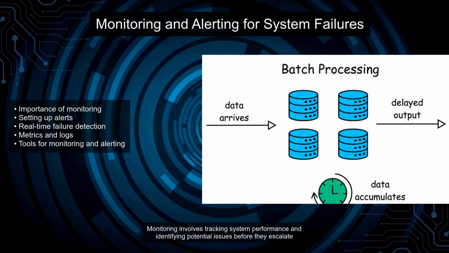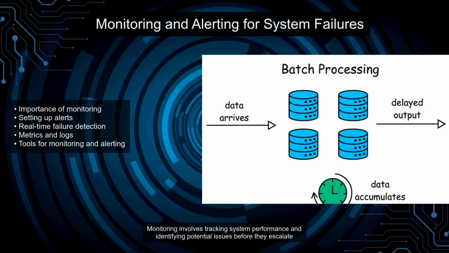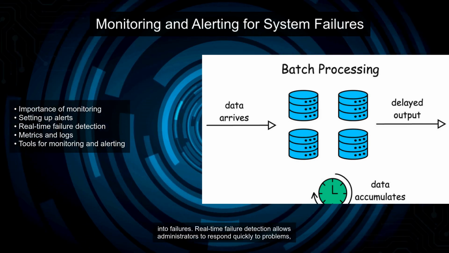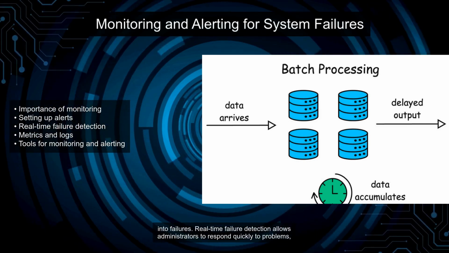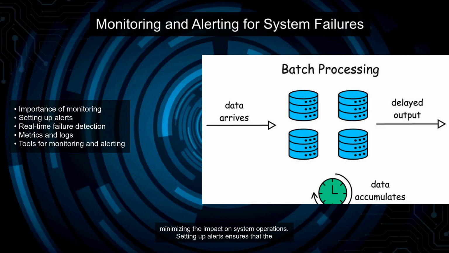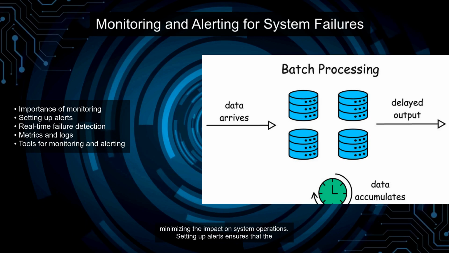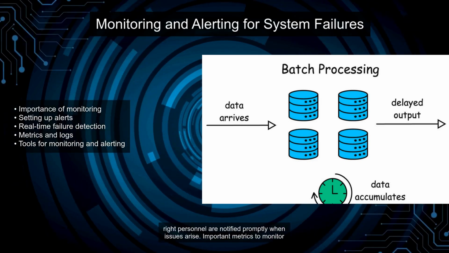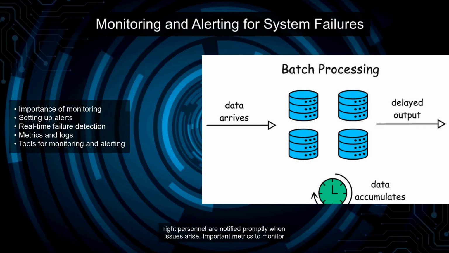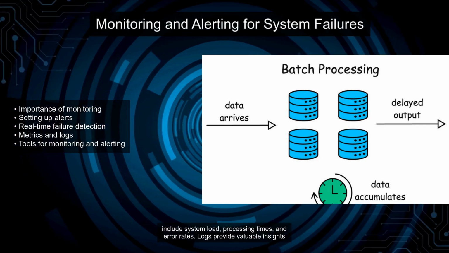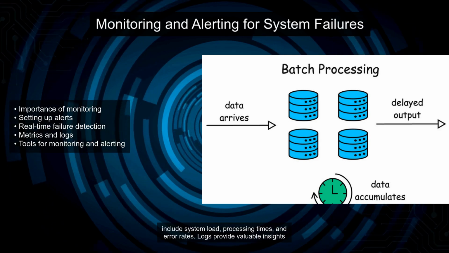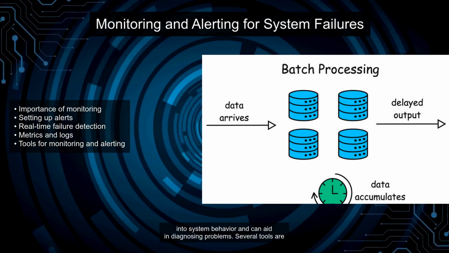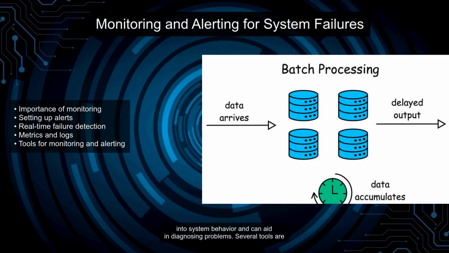Monitoring involves tracking system performance and identifying potential issues before they escalate into failures. Real-time failure detection allows administrators to respond quickly to problems, minimizing the impact on system operations. Setting up alerts ensures that the right personnel are notified promptly when issues arise. Important metrics to monitor include system load, processing times, and error rates. Logs provide valuable insights into system behavior and can aid in diagnosing problems.